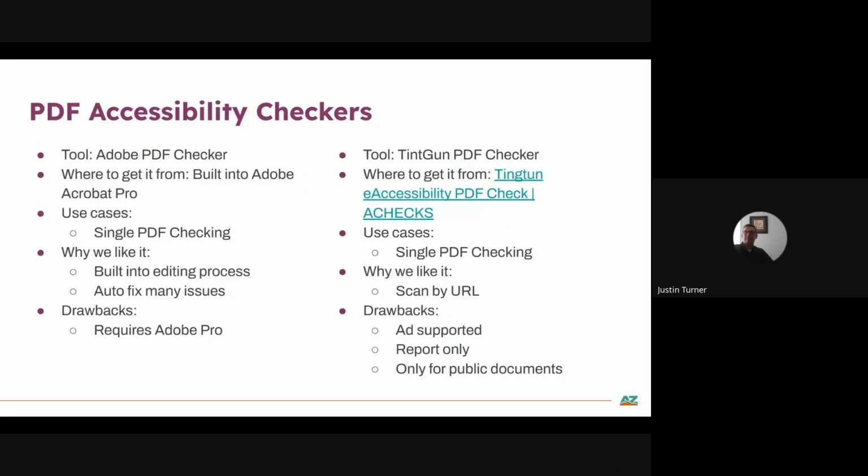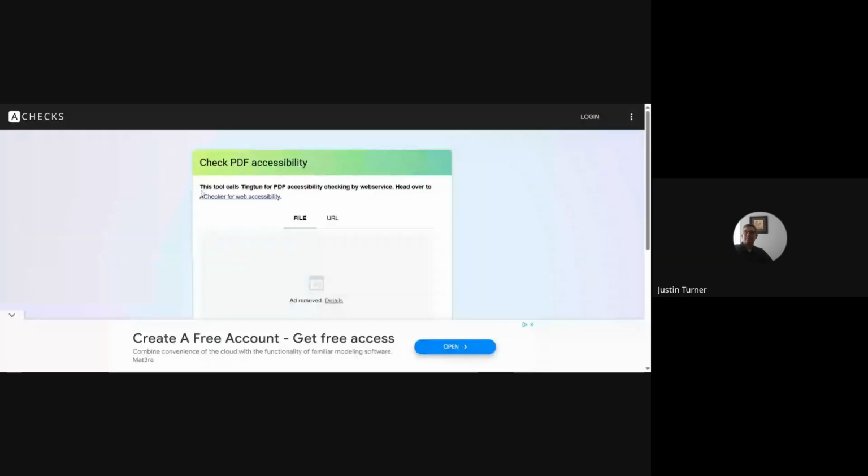If you don't have that license and you want to check the PDFs on your website, there is a tool called Tint Gun, and I'm going to show that next. Now, one big drawback to Tint Gun is, one moment.